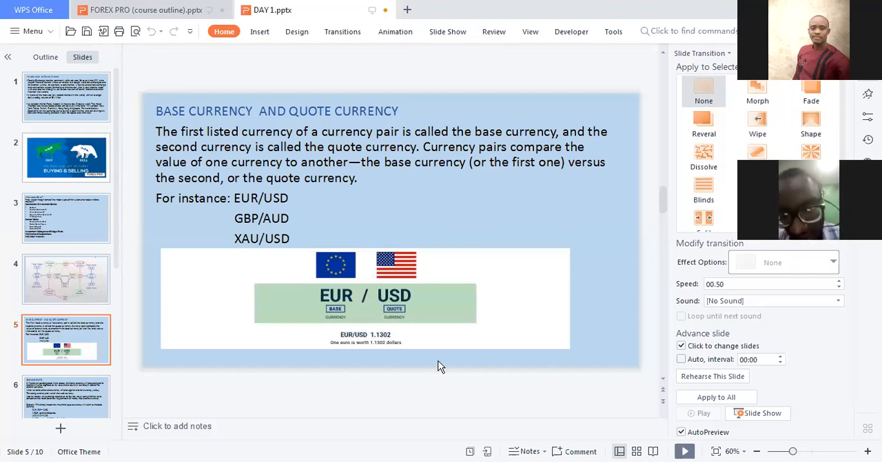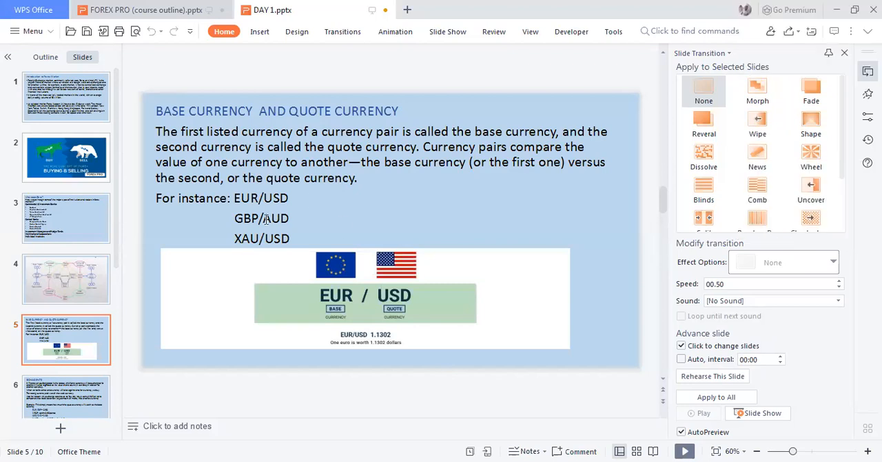Now, if you look at the second one, it is GBP/AUD. GBP is the base, AUD is the quote. The last one is XAU/USD. XAU is the base, while USD is the quote.